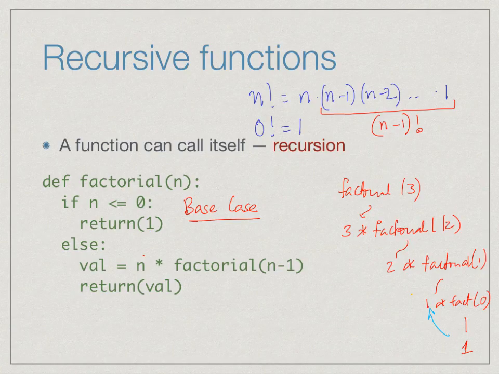So I'll get 1 times 1. So 1 times 1 will come here and will come here. Then this will bring back a 2, and then 3 times 2, and this will bring back a 6. Right? So this is how the function will execute. We will talk about this more later, but just to illustrate that functions can very well call themselves.